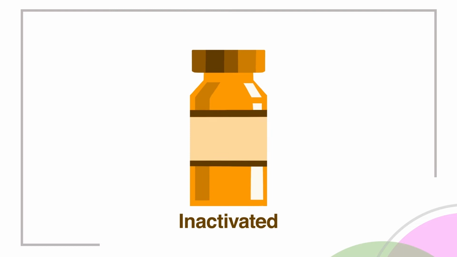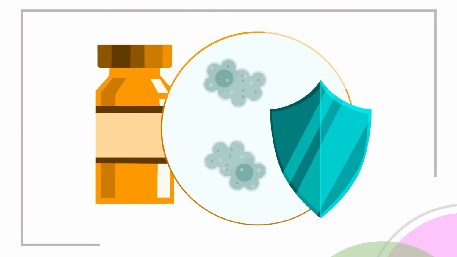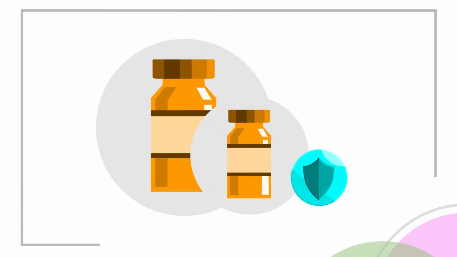Inactivated vaccines contain only dead germs. Inactivated vaccines don't provide as much protection as live attenuated vaccines, so inactivated vaccines often need booster doses to maintain good protection over time. Most flu vaccines are inactivated vaccines.